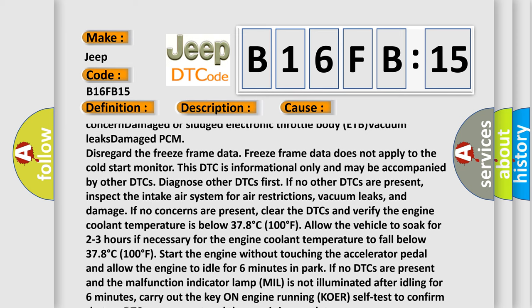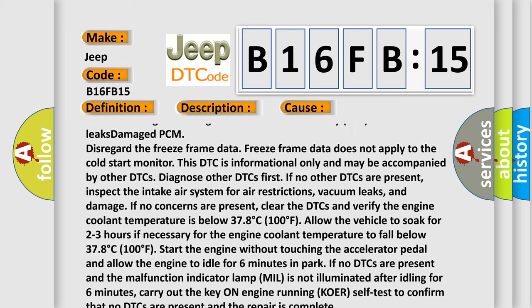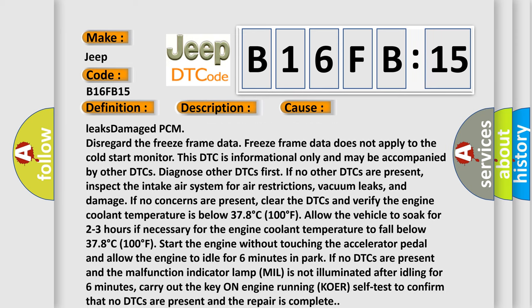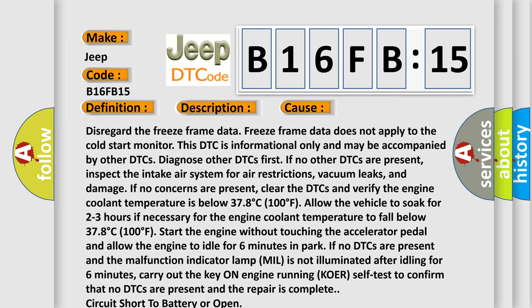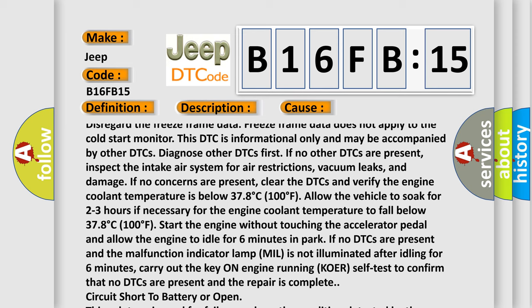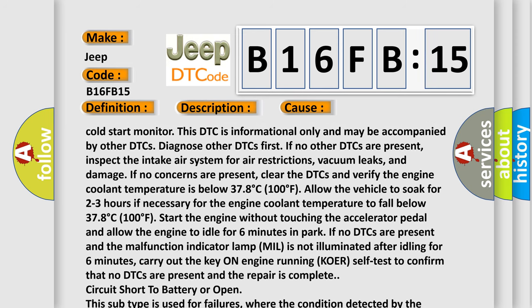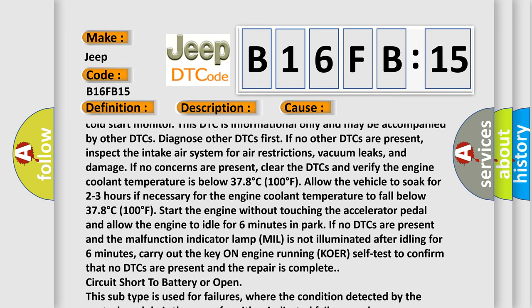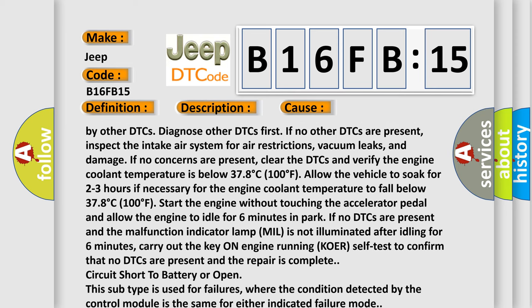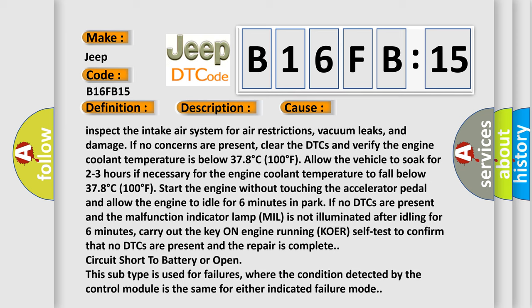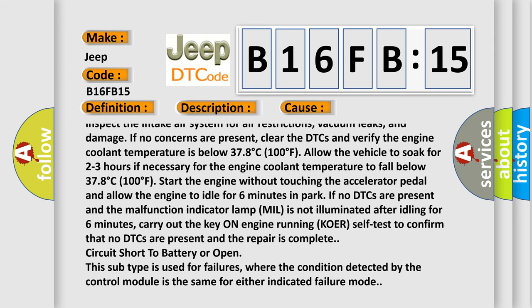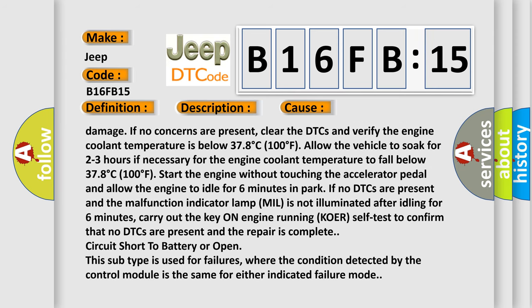Diagnose other DTCs first. If no other DTCs are present, inspect the intake air system for air restrictions, vacuum leaks, and damage. If no concerns are present, clear the DTCs and verify the engine coolant temperature is below 38 degrees C, 100 degrees F. Allow the vehicle to soak for 2 to 3 hours if necessary for the engine coolant temperature to fall below 38 degrees C, 100 degrees F.